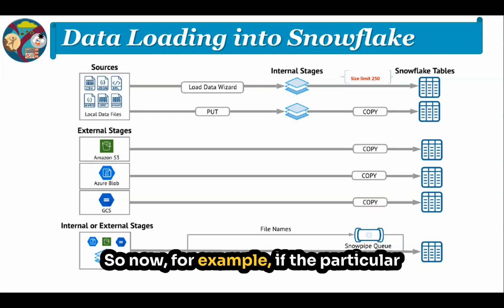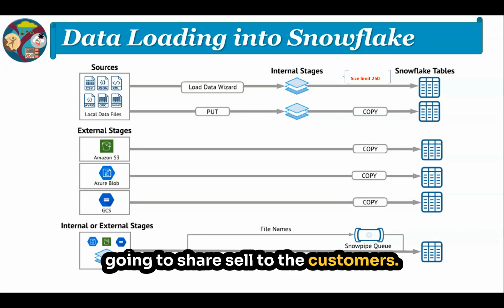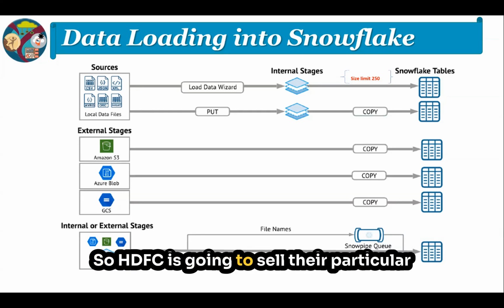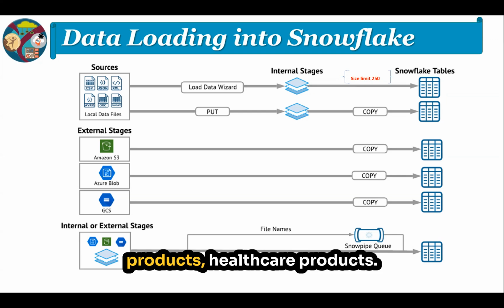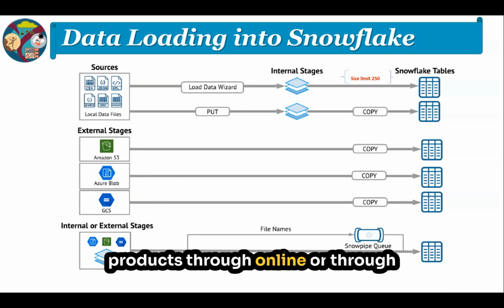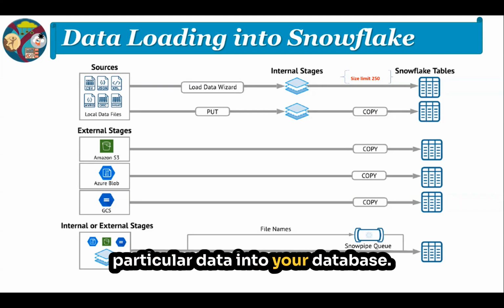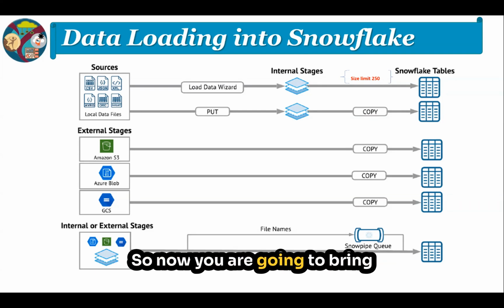So now, for example, a particular healthcare product is going to be sold to customers. HDFC is going to sell their particular healthcare products. Every day customers are purchasing these products, either online or through direct customer-officer interaction. So now you are going to store that data in your database, and then bring the data into that particular Snowflake environment. Here you want to see the claims ratio in near real time.